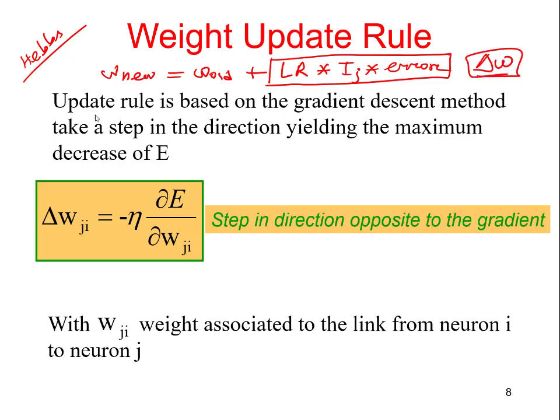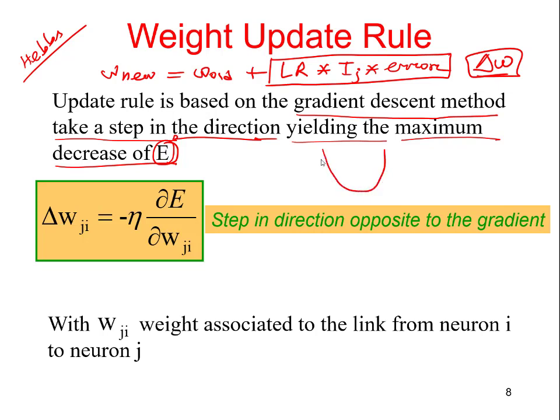Okay, so the update rule is based on the gradient descent method. Take a step in the direction yielding the maximum decrease of the loss function. That is, we are saying that we want to decrease the error, like the graph is shown that way. If you are in this position, then the gradient will direct you to the next position, and you will move from this one to the next until your direction becomes flat.